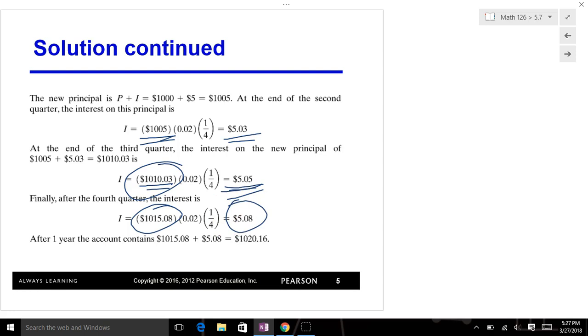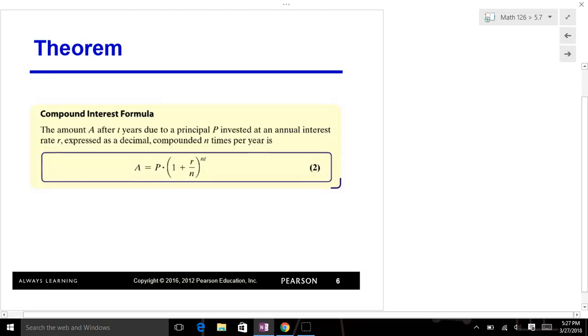So after 1 year, you got $5, then $5.03, then $5.05, then $5.08. So in total, you got $20.16. So what did you end up with after a year? $1,020.16. Okay, so this is compounding interest. You're leaving your money in there for a certain period of time, and you're letting it compound.